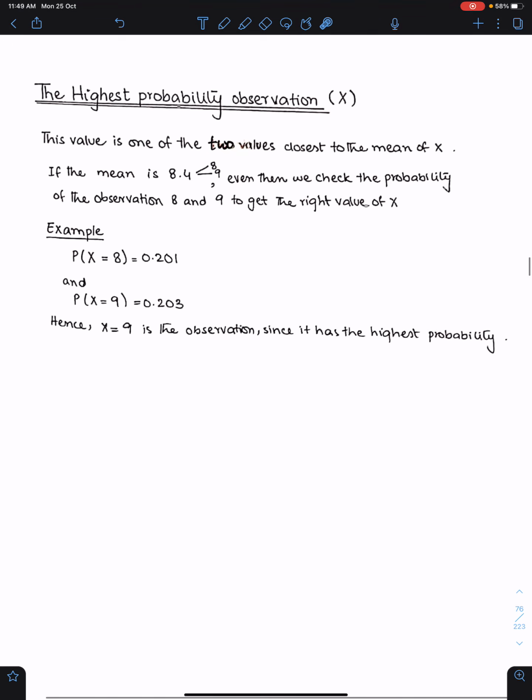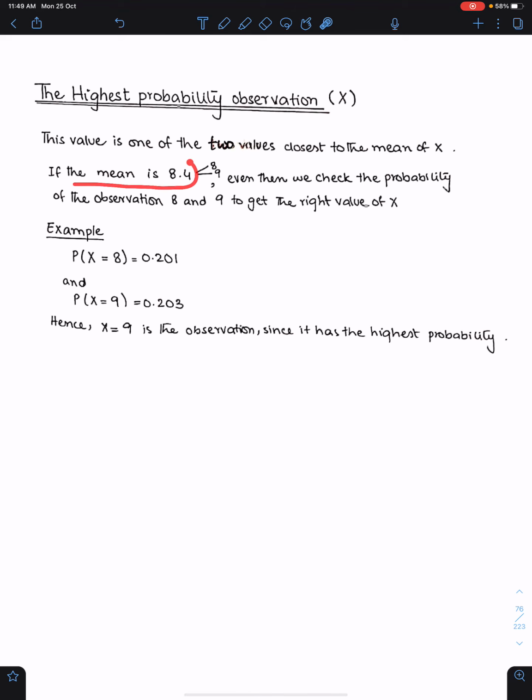The next concept: the highest probability observation. Now how do we find the highest probability observation? This value is one of the two values closest to the mean of x. The highest probability observation is the value which is closest to the mean. What if the mean is 8.4? Let's suppose the mean is 8.4. Then you have to find the probability of both the numbers, 8 and 9.